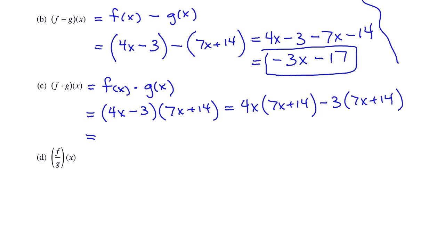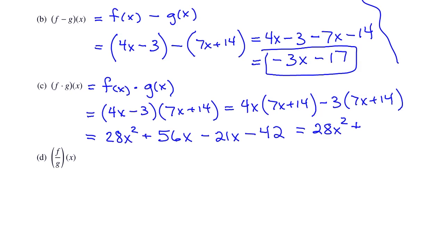You would distribute the 4x, so that would be 28x squared. Let's see, 14 times 4, 56. So that's 56x. Negative 3 times 7x is negative 21x. Negative 3 times 14 is negative 42. And then you combine like terms. 28x squared plus 35x minus 42.